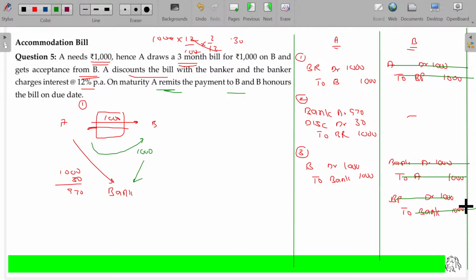A gets the funds arranged today at a cost of just 30 rupees. So B helped, that's all. Only because of the help, he has 3 journal entries. Of course, ultimately all 3 entries will get cancelled. Clear? This is called an accommodation bill.